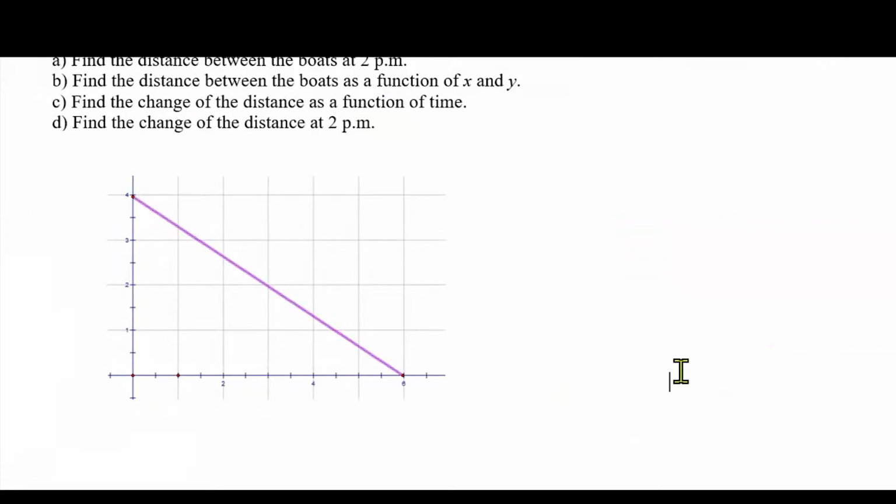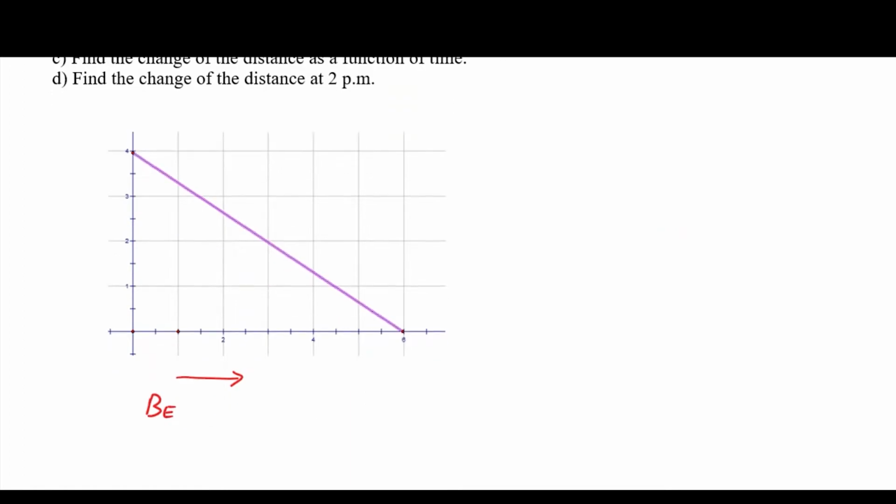There's a speed going this way. This is boat, let's say, sub E, okay? And that speed is 30 kilometers per hour. And the other boat is moving that way. Let's say this is boat sub N, and that speed is 20 kilometers per hour. Okay, now, do you guys remember D is equal to RT?